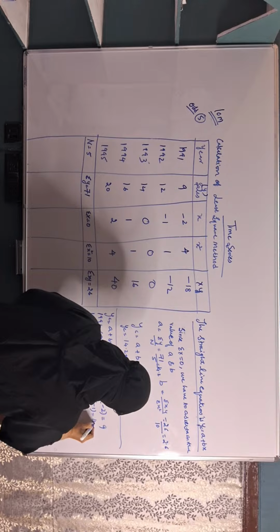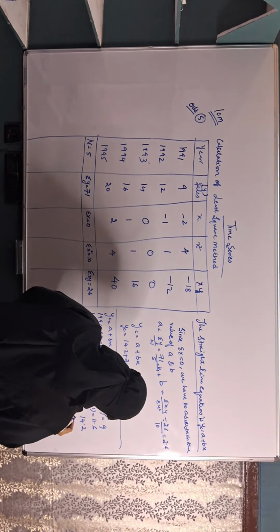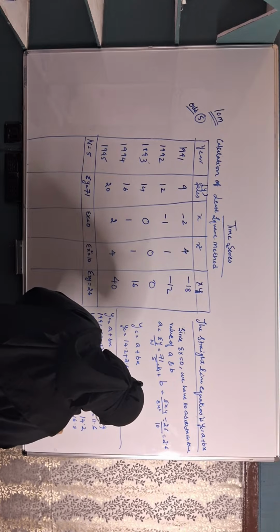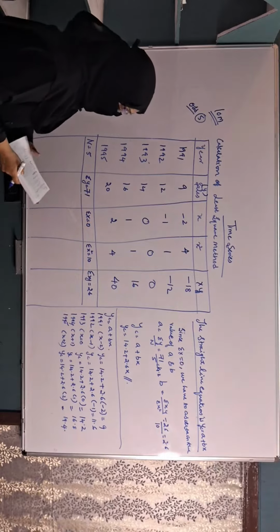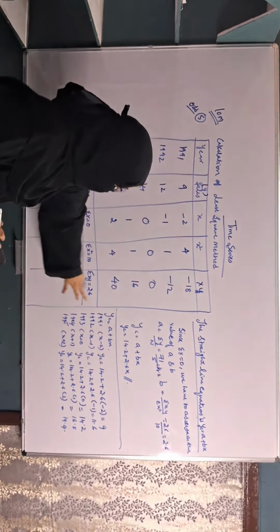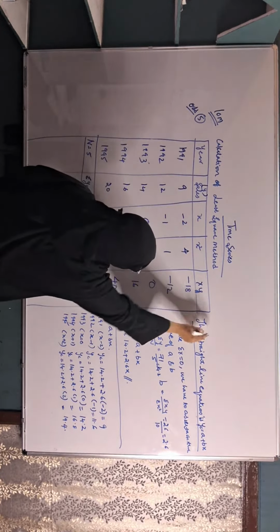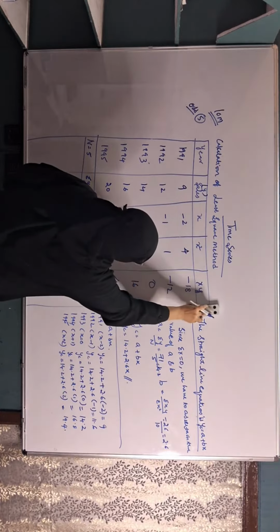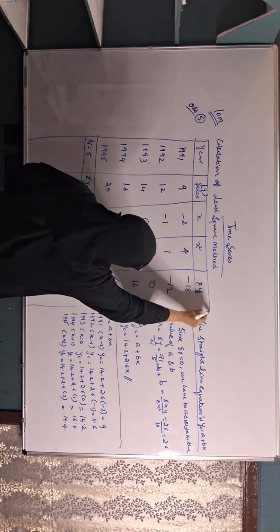I have already done it, so I'm explaining. 14.2, 16.8, 19.4. So in this way, he will ask. If he is asking for the trend values also, you have to calculate the trend values in this way. And one more column you have to add. If he is asking you the trend values, you better add one more column here.